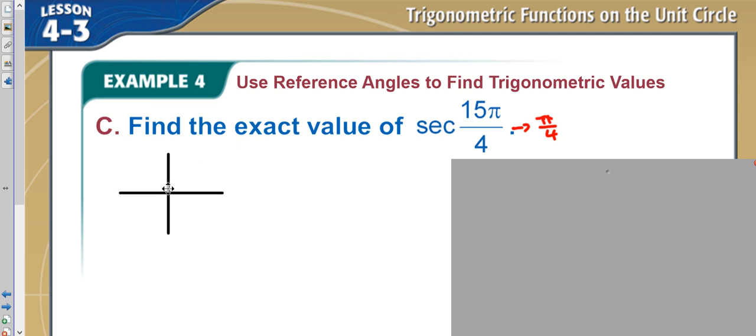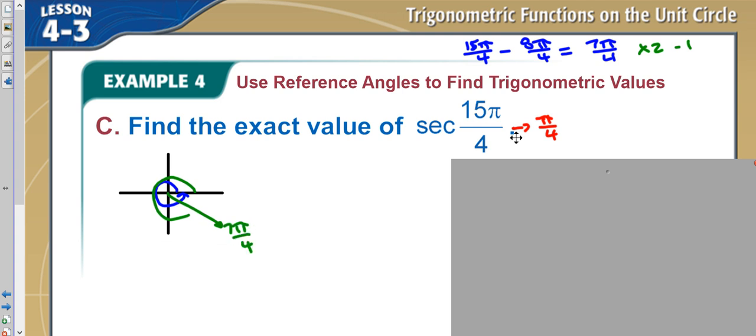We have 1 pi over 4, 3 pi over 4, 5 pi over 4, 7 pi over 4, because this would be times 2. Then we have 8 pi over 4 here. That would be a whole circle around, 2 pi, or 8 pi over 4. So if I take 15 pi over 4, and I take away 8 pi over 4, I'm left with 7 pi over 4. Now that's a times 2 minus 1, which is the 4th quadrant. So when I go back around here again, I'm going to come up with this angle here. That is 7 pi over 4. So it's in the 4th quadrant.